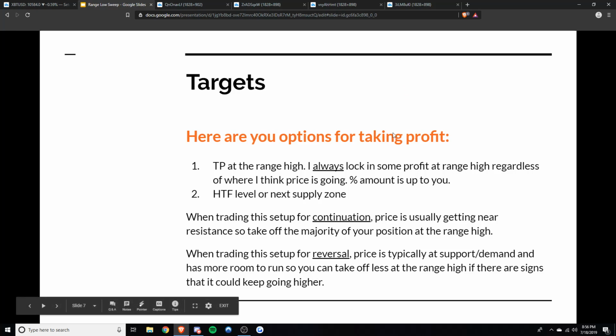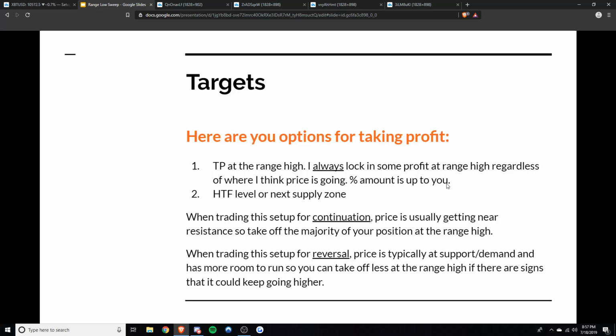Here's resistance right up here. So you see you have a lot more room to run. You have a lot more, just a lot more profit that you could squeeze out of this trade if you're trading it as a reversal. Because if you're trading it and entering here at support, the range high is probably right here. You still have this whole room. Have the whole room up here.